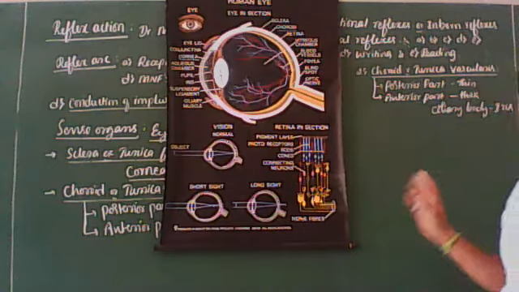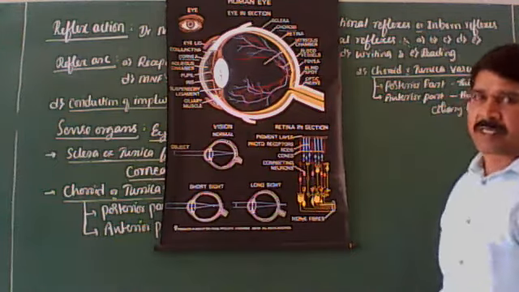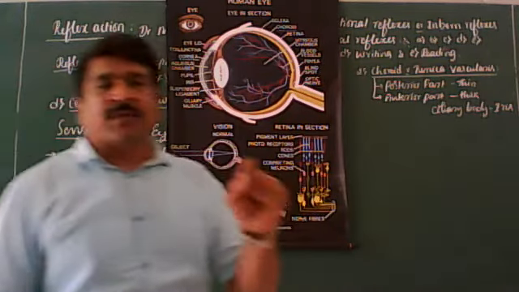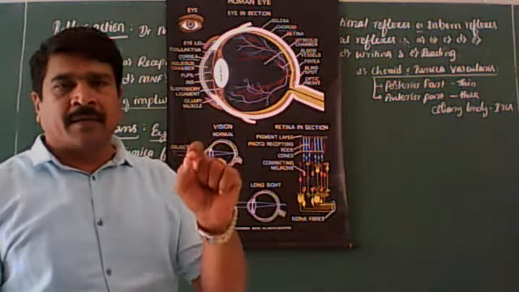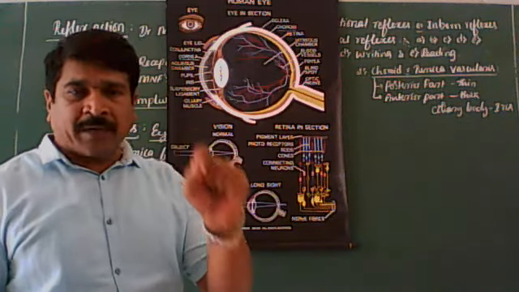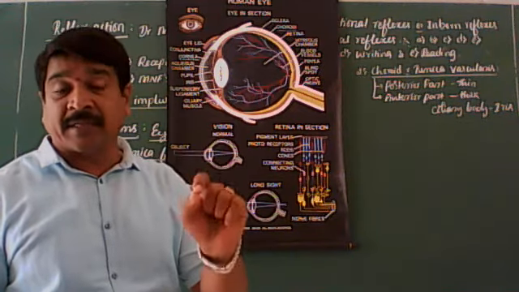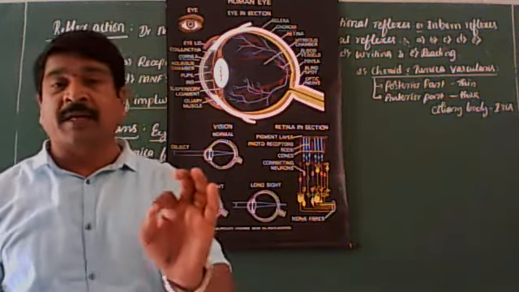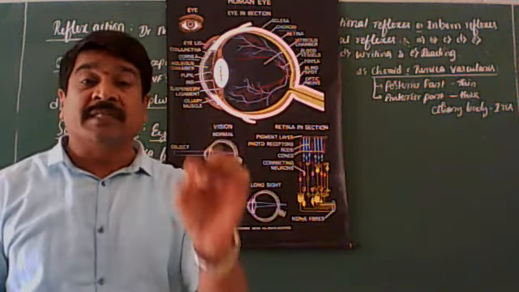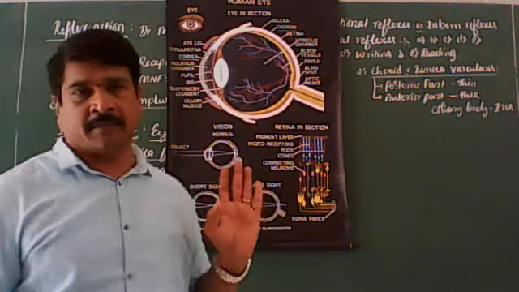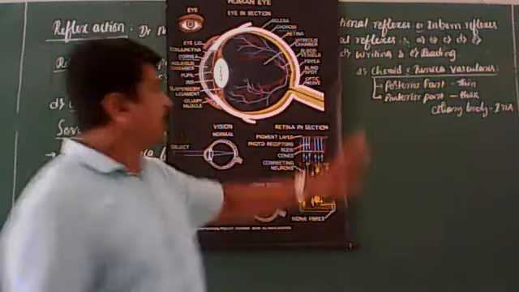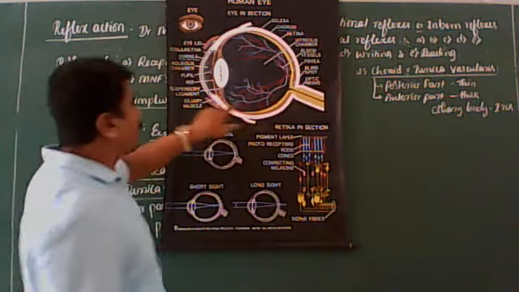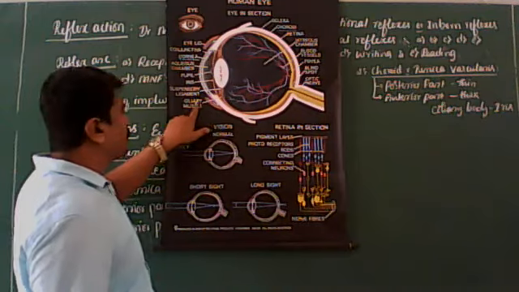I think the second layer is clear for you. I'll repeat once again. Middle layer, choroid, also called tunica vascularis. Vascularis means blood vessels are present. That is why this layer appears bluish in color. As I said, it has two parts: the posterior part is thin, and the anterior part is thick and forms the ciliary body.